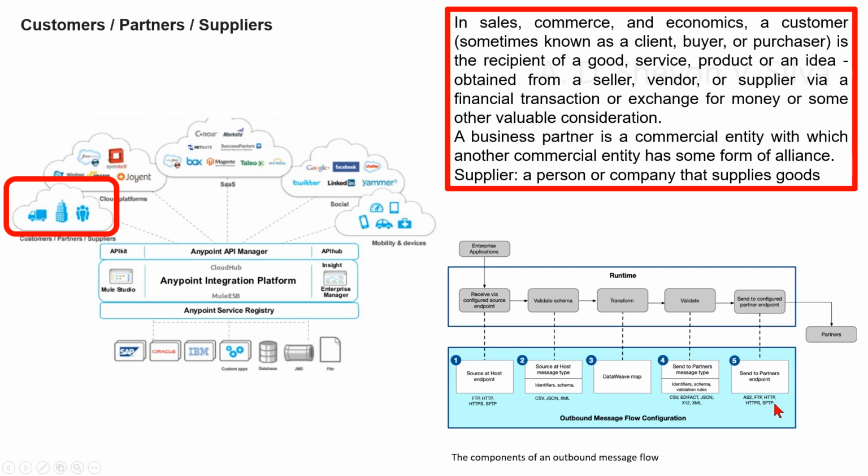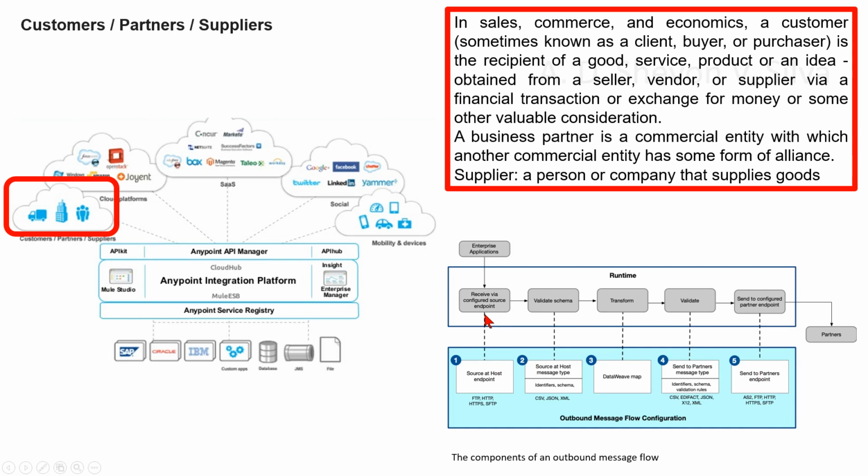Target endpoint, the partner endpoint to which to send the transformed message: AS2, FTP, HTTP, HTTPS, and SFTP. Here the endpoint application is continued. Receive via configured source endpoint, validate schema, transform, validate, and send to configured endpoint are in runtime. Source at host endpoint, source at host message type, data view map, send to partners message type, and send to partners endpoint are in outbound message flow configuration.